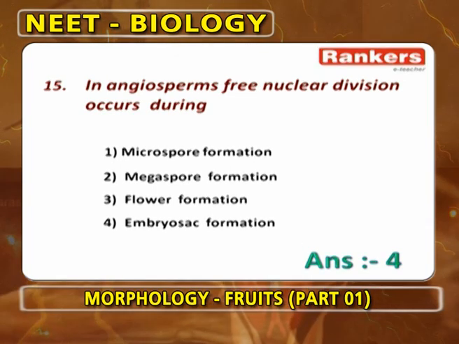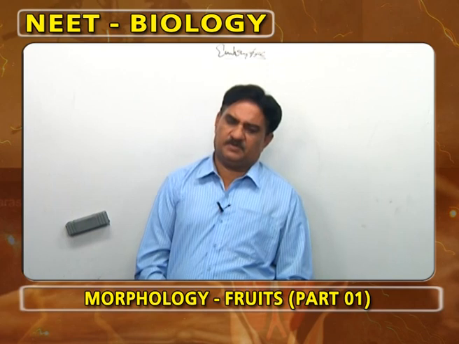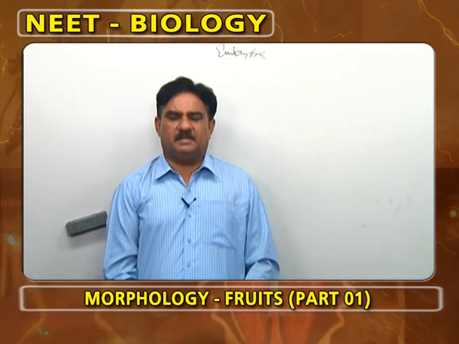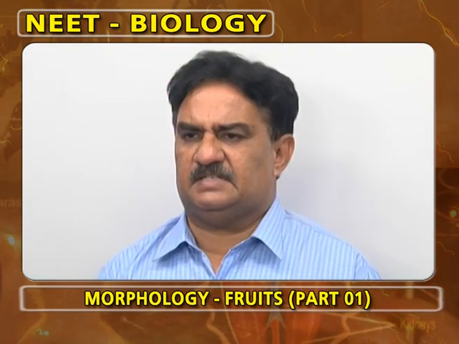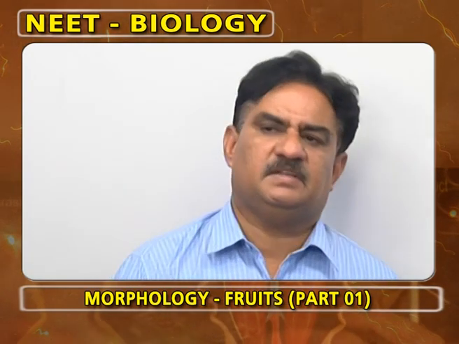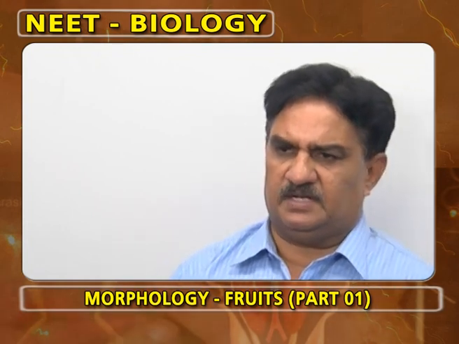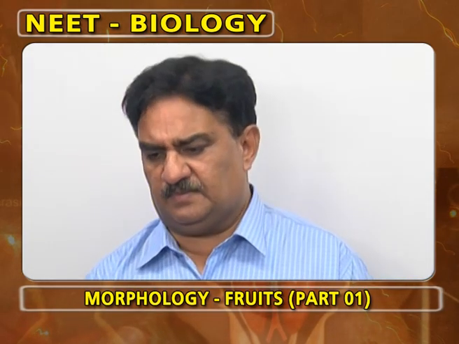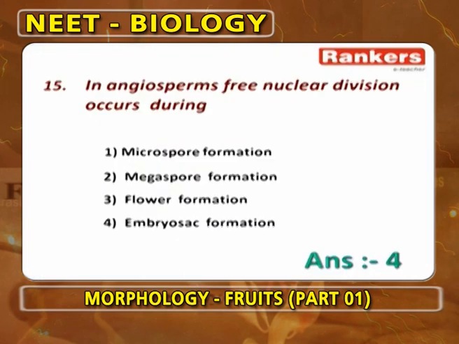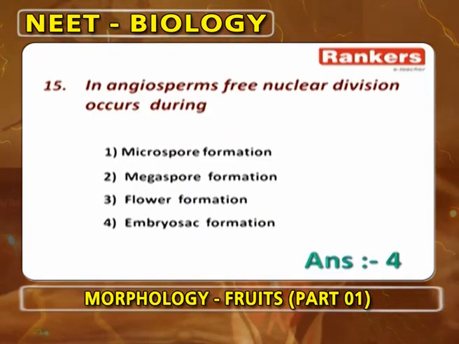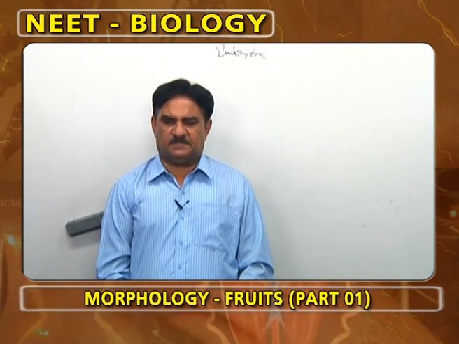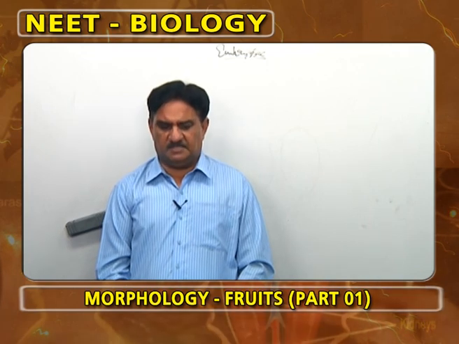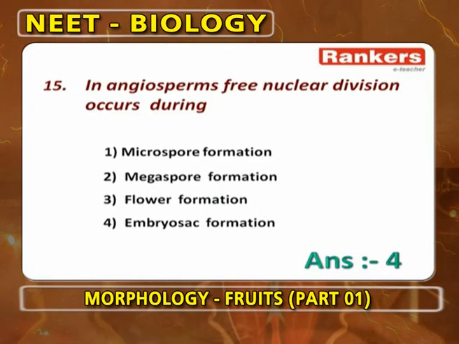Why? Because the megaspore mother cell undergoes reduction division and produces 4 haploid nuclei. 3 nuclei disintegrate and 1 remains functional. This functional one starts divisions. First it produces 2, then 4, then 8. Then movement of nuclei takes place. Then only cytoplasmic division takes place. So right from meiosis of the megaspore mother cell to the arrangement of nuclei, no question of cytoplasmic division. Only nuclear division takes place. That's why in angiosperms free nuclear divisions occur during embryo sac formation.